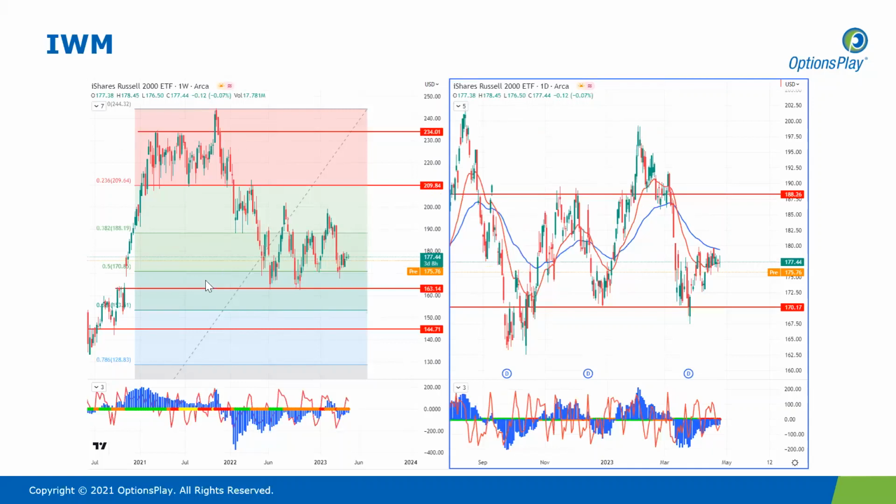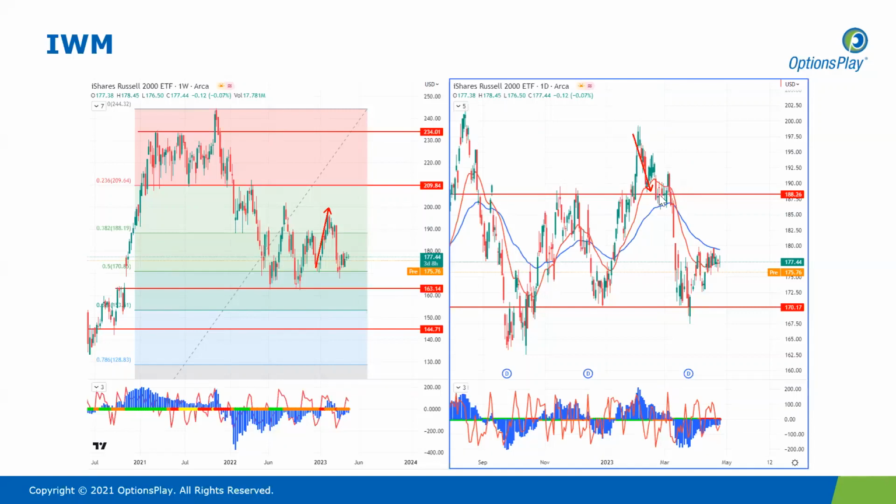All right, taking a look here at small caps using the IWM Russell 2000 ETF. When it comes to small caps, we've spoken about the key fib levels and how prices certainly respected those key fib levels. Even just recently, we saw a breakout. We saw a nice pullback to retest that 38.2 fib level.